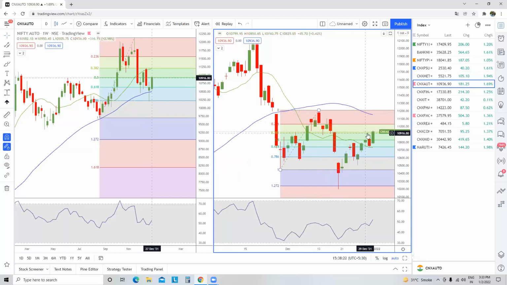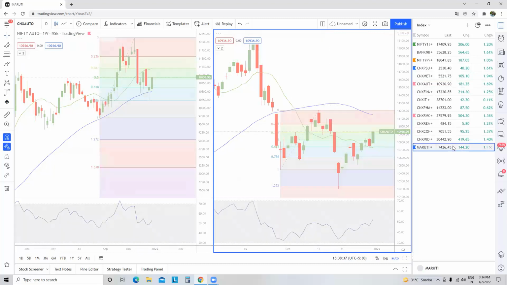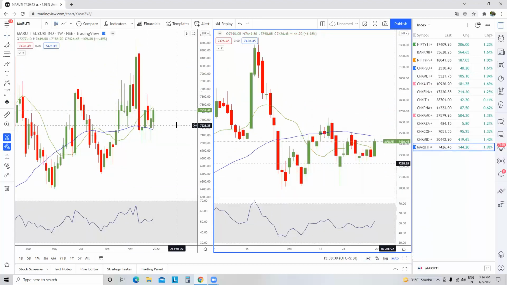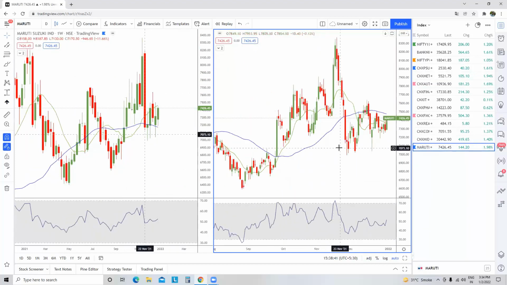And in the daily chart, we'll need to close at least above this previous high for the entire trend to be changing. Even in the weekly charts, if we close above that level, then I think things will change fast for this particular auto pack.